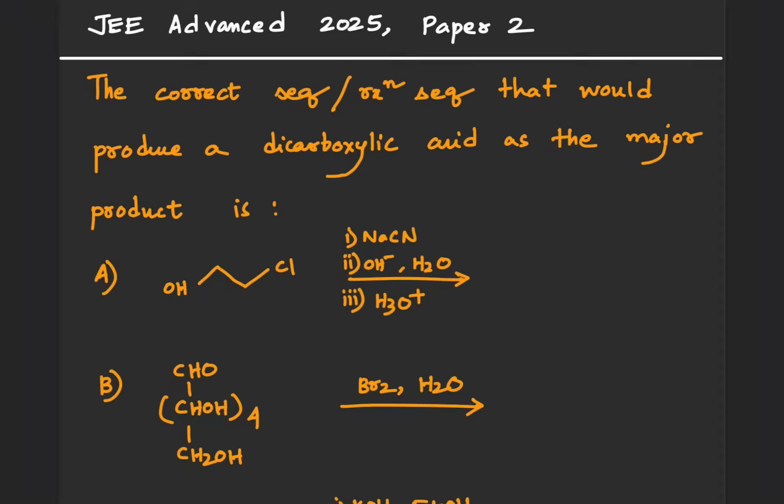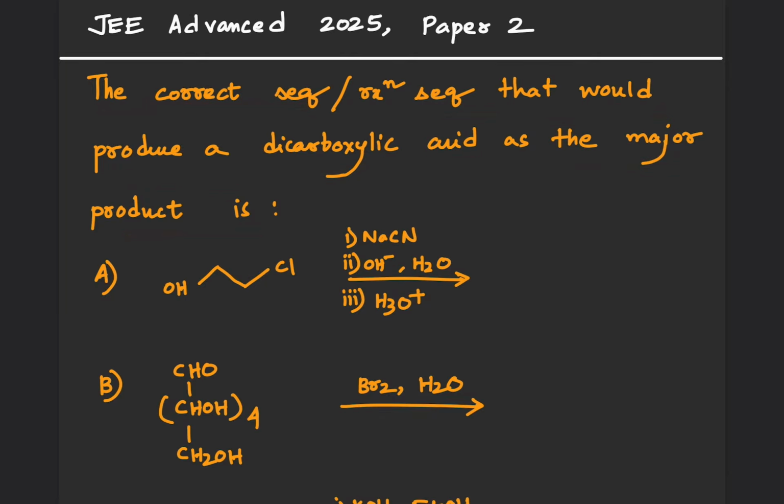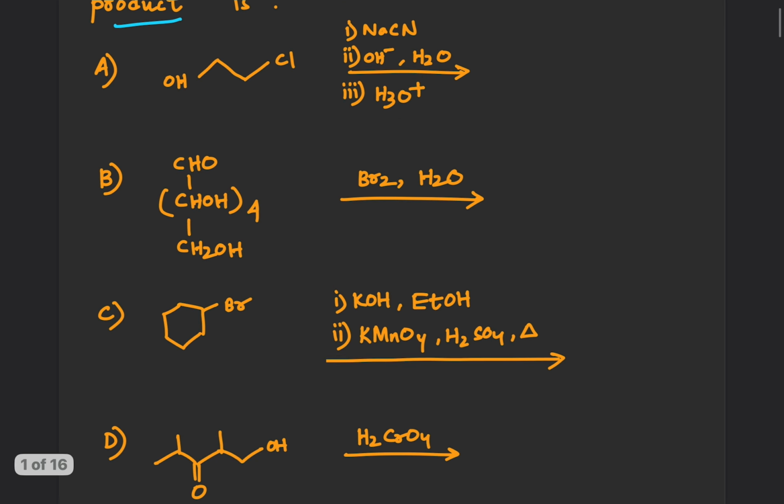Hello everyone. So this is a question from JEE Advanced 2025 paper 2. The correct reaction sequence that would produce a dicarboxylic acid as the major product is, okay. So here we need to underline these points, that is dicarboxylic acid and also major product. So basically we want those reaction sequences which ultimately will give us a dicarboxylic acid, and such sequences are given to us.